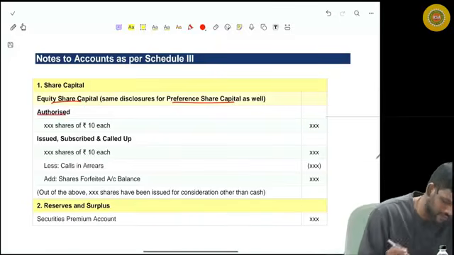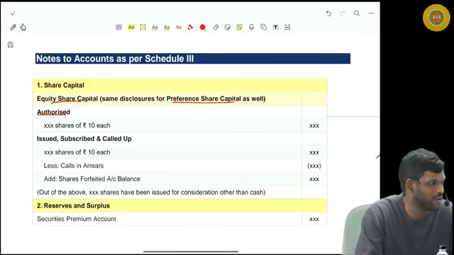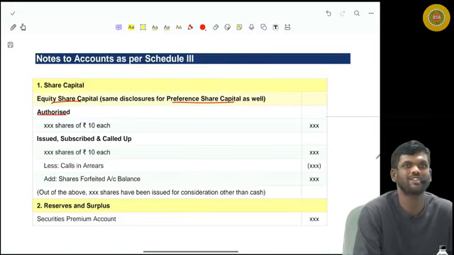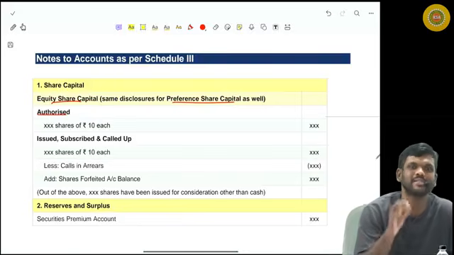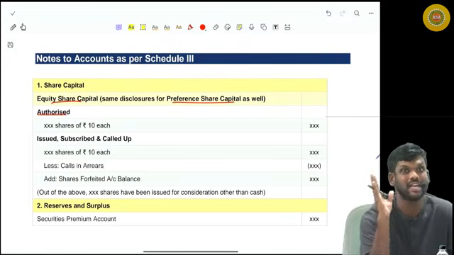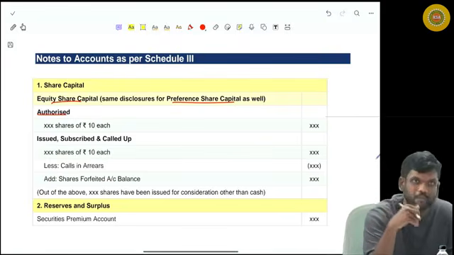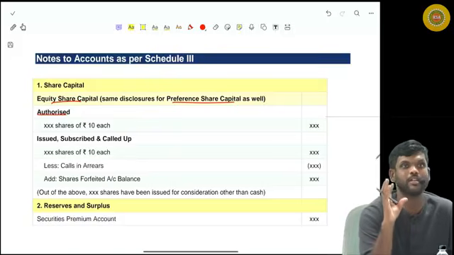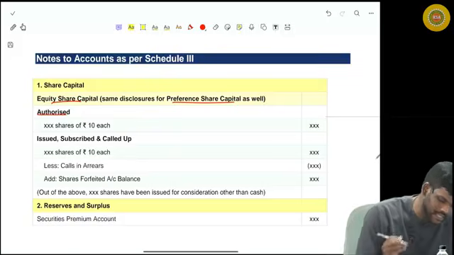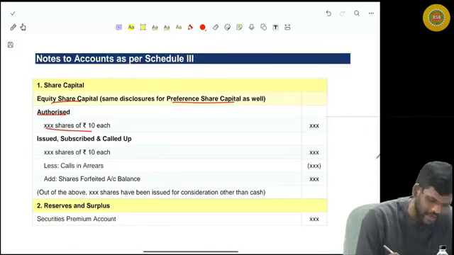So first we have to write about authorized capital. I hope you would have already learned about authorized capital in law and also in many other chapters. Authorized capital is the maximum capital that the company is authorized to raise. That is the maximum amount that they can raise. If they have to raise beyond that, then authorized capital should be modified by contacting the Registrar of Companies. So this is authorized capital, the maximum capital that the company can raise.